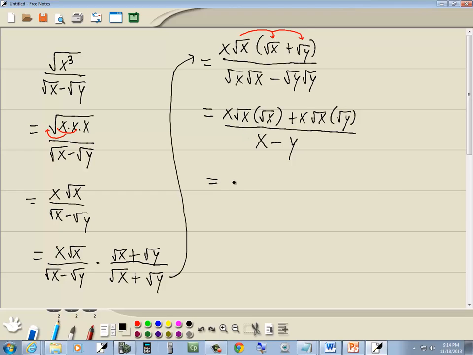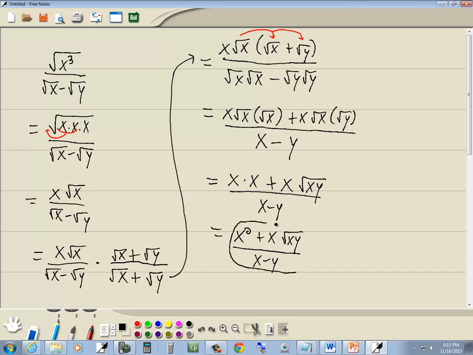Okay, well, here we got x. Now notice, this square root of x matches that square root of x. So square root of x times square root of x gives us an x. Now this first x just carries straight down. Now over here we got x, and square root of x times square root of y gives us square root of xy over x minus y. Well, x times x is x squared plus x square root of xy over x minus y. And that's our answer.